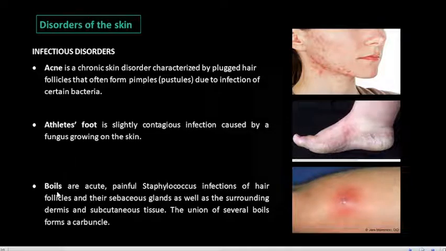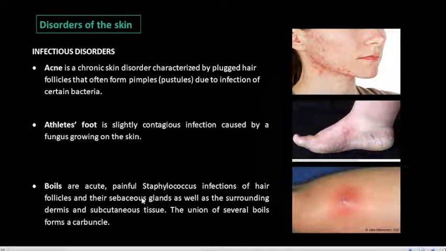Another one is your boils. So, ito siya acute, no, meaning hindi siya pang matagalan na sakit, pero once na nangyari siya, very extreme. It needs immediate medication. So, boils are painful infections caused by Staphylococcus bacteria. And it targets the hair follicles and their sebaceous glands as well as the surrounding dermis and subcutaneous tissue.